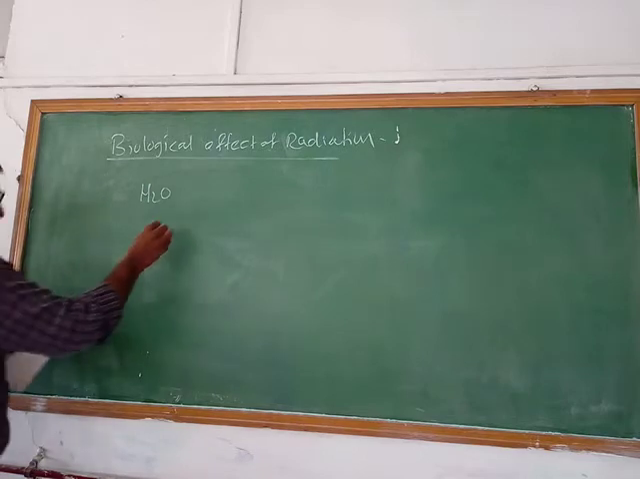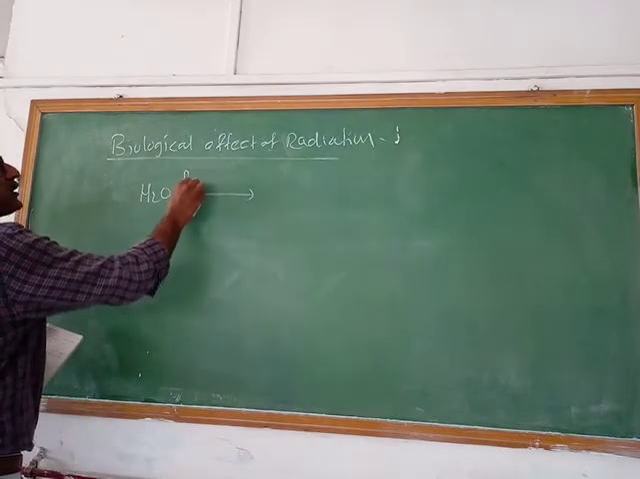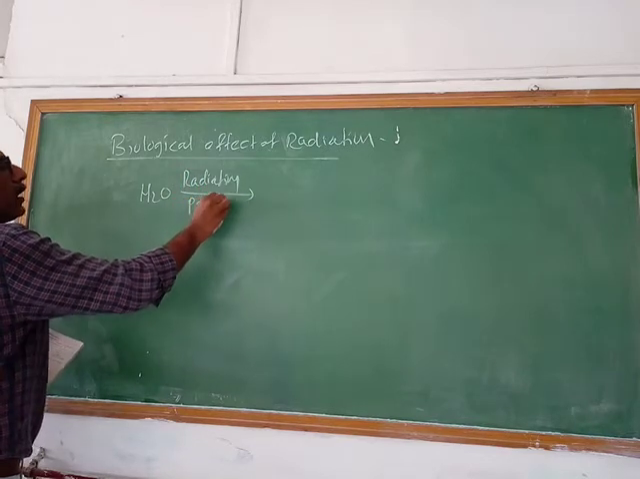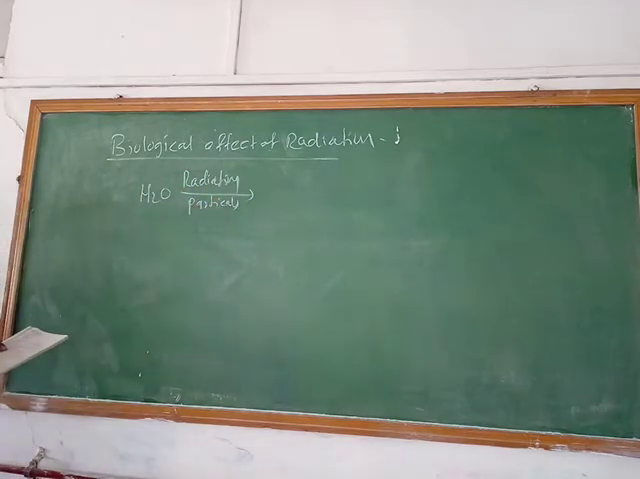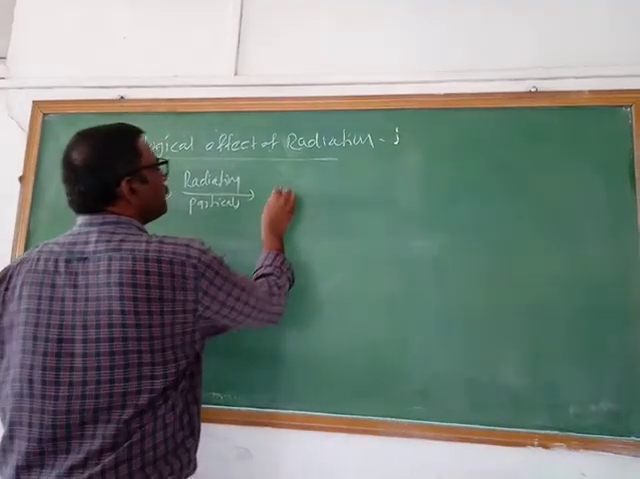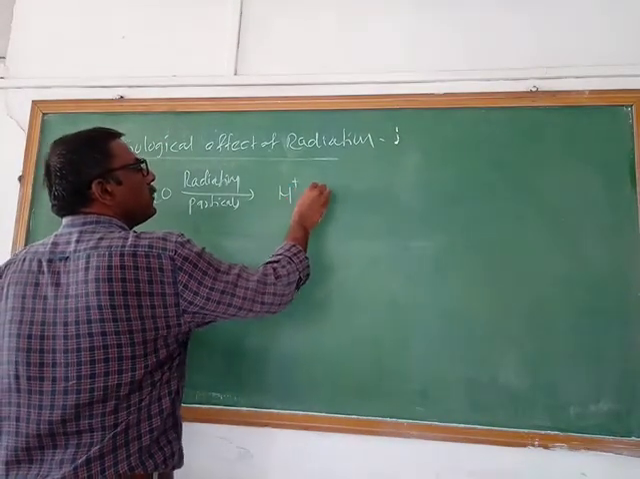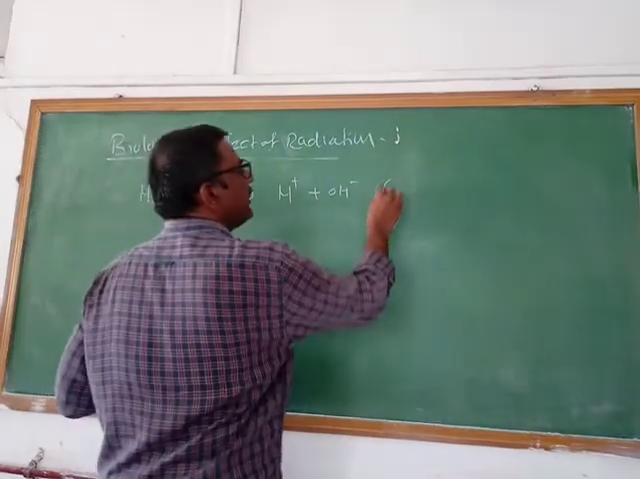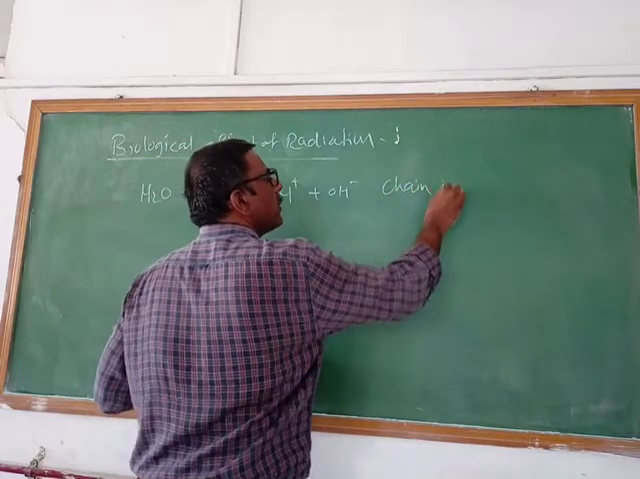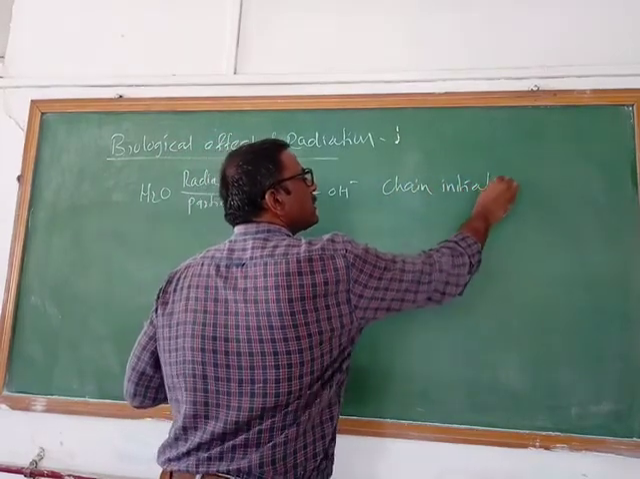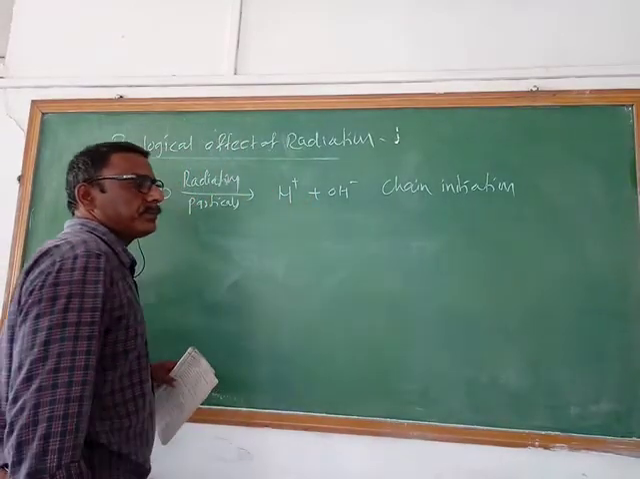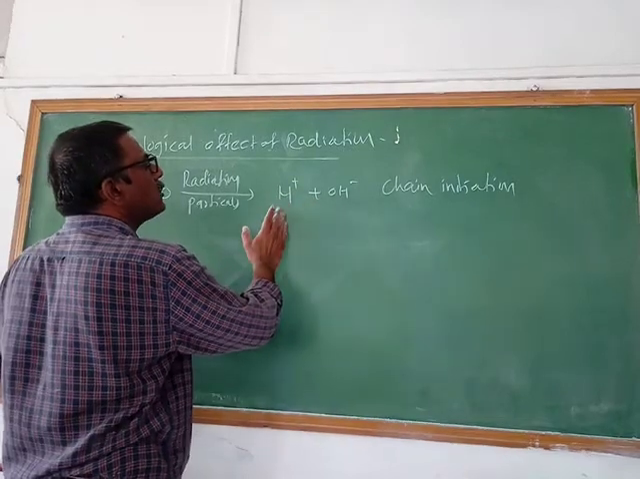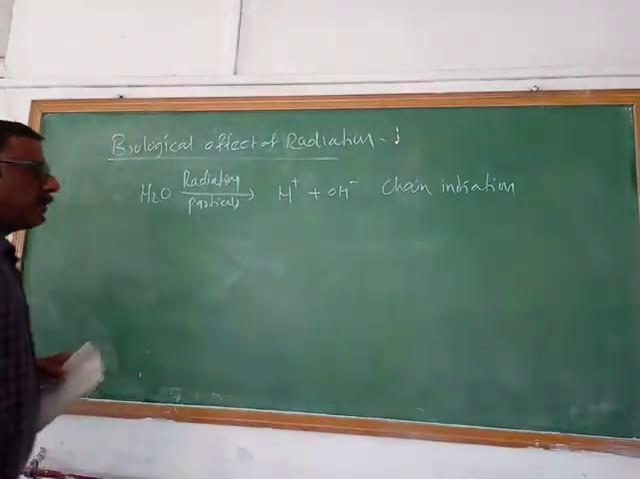H2O plus radiation particles produces H plus and OH minus. That's the chain initiation. This is where ionization begins: the radiations ionize the water, and hydrogen and hydroxy ions can be produced.